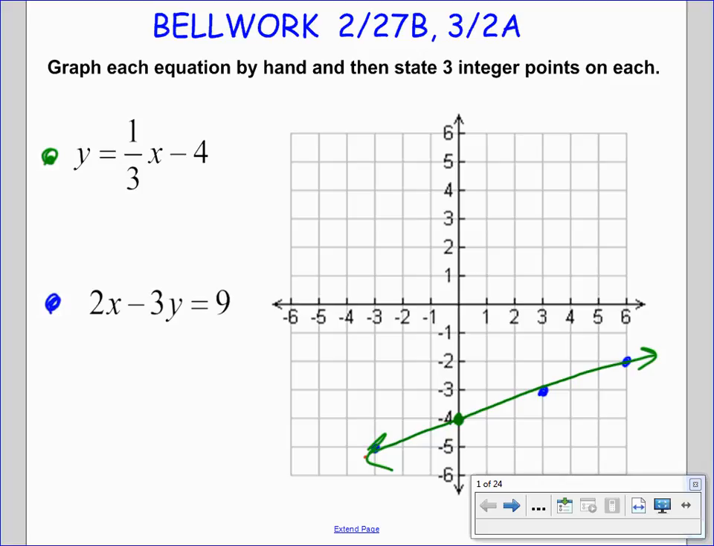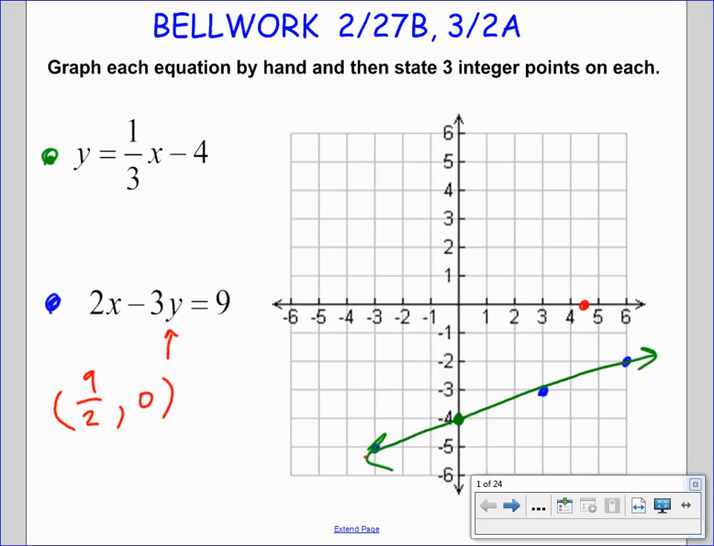So here we go. If you were to plug in 0 for y and solve for x, what happens to this y term? Well, when I plug in 0, it disappears, and I'm left with the simple equation 2x equals 9. I can solve that for x by dividing both sides by 2 and get the x-intercept 9/2 or 4.5, 0. We can plot that on the x-axis.